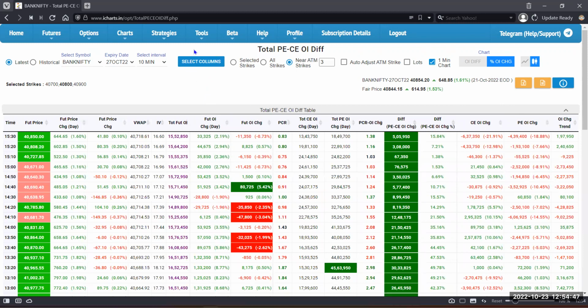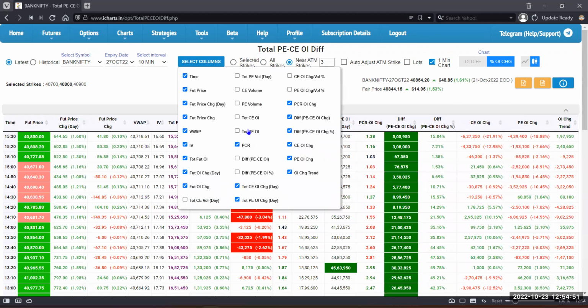Before that, I need to quickly tell you about the columns that you should select here. If you're doing intraday analysis, I suggest you uncheck the OI related columns: the total OI for calls, total OI for puts, the difference between call and put OI, and the percentage difference for OI. These are more relevant for positional analysis, and you can enable them when you do positional analysis.